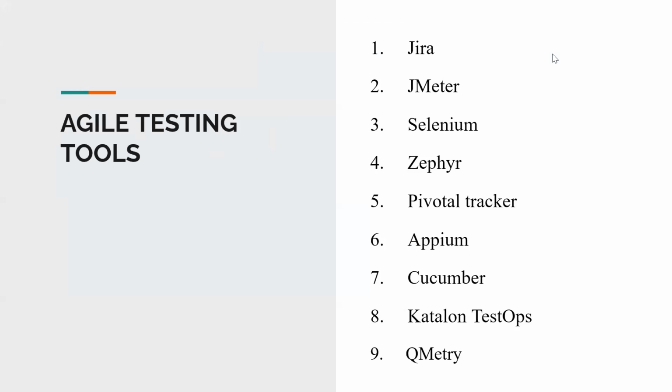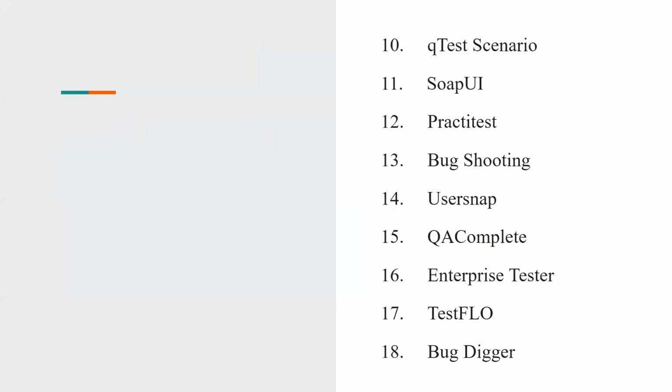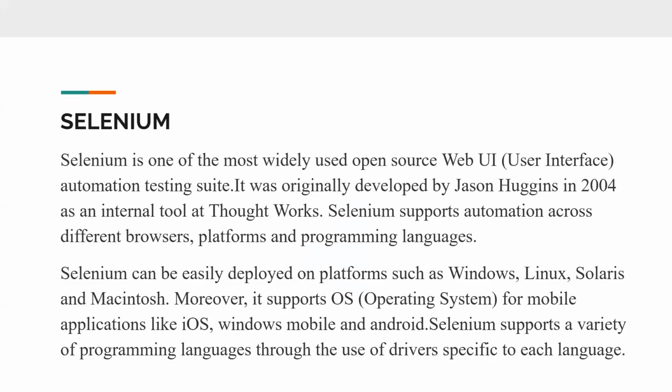So there are so many Agile testing tools such as Jira, JMeter, Selenium, Sapphire, Pivotal Tracker, APM, Cucumber, Catalan Test OPS, Qmetry, Q-Test Scenario, SOAP UI, Practice Test, Bug Shooting, User Snap, QA Complete, Enterprise Tester, Test Flow, Bug Digger, etc. Today we will be seeing about the Selenium in detail.